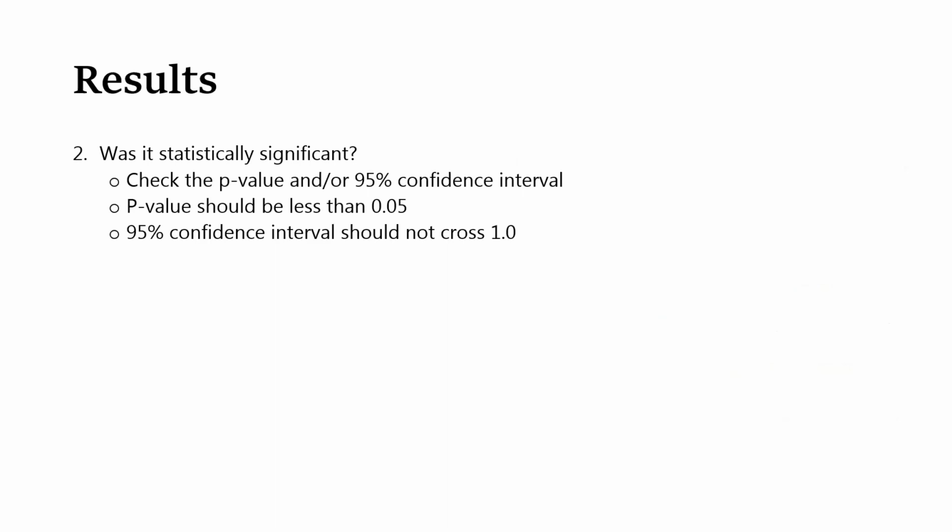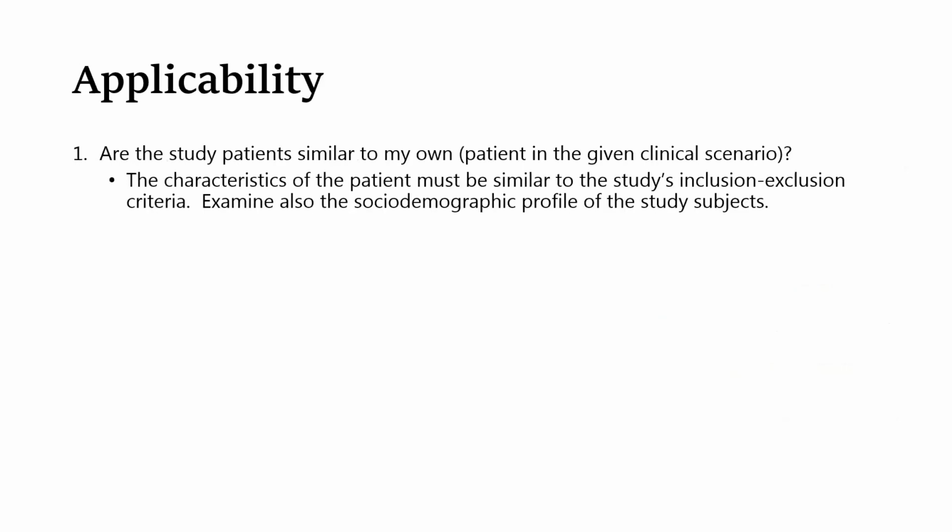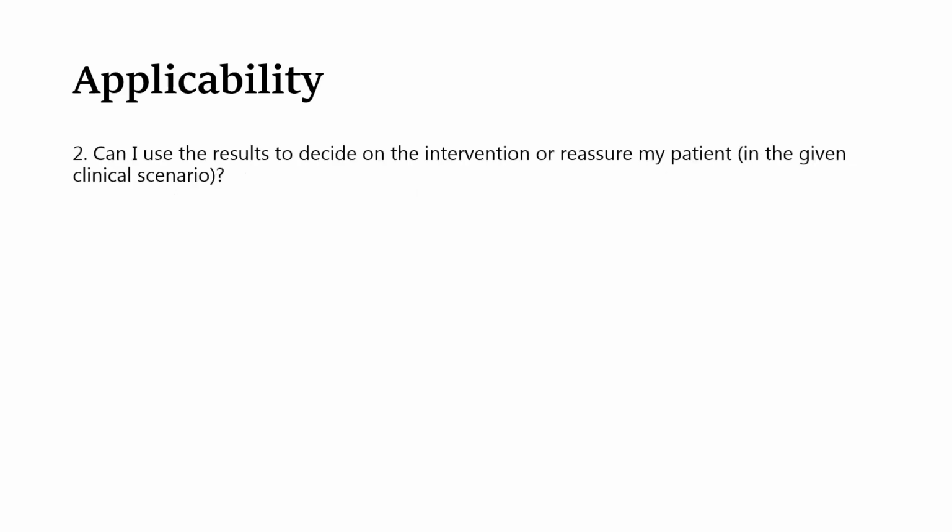Was the result statistically significant? Again, the p-value should be less than 0.05, and the 95% confidence interval should not cross 1.0. For the applicability, are the study patients similar to your patient in the given clinical scenario? The characteristics of the patient must be similar to the study's inclusion and exclusion criteria. Examine also the socio-demographic profile of the study subjects.